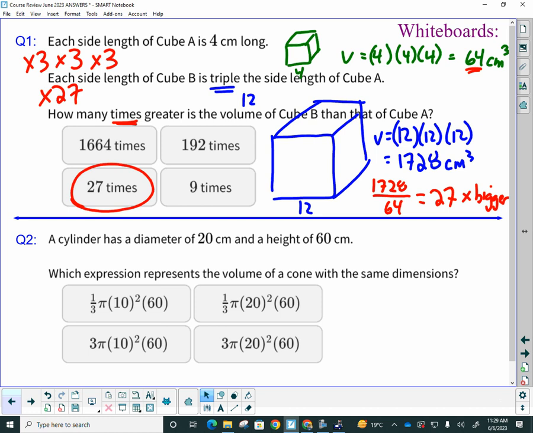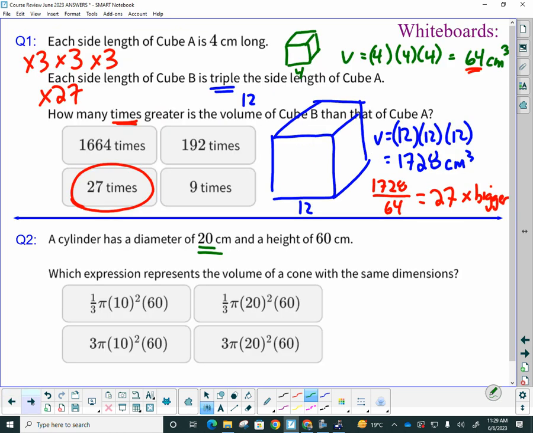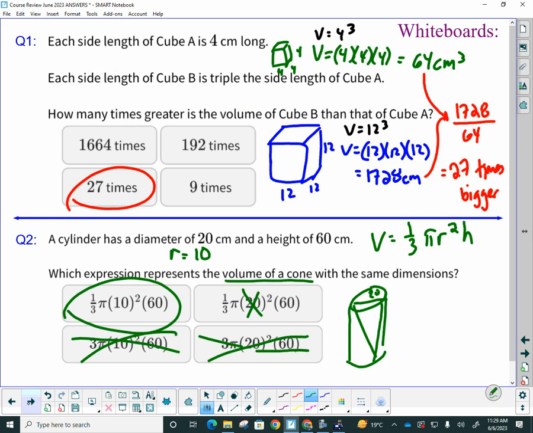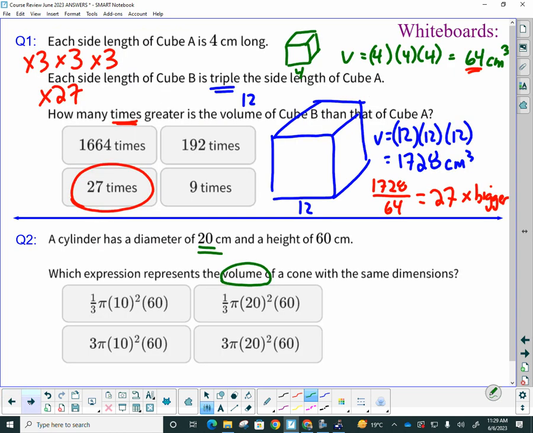Here's another EQAO type question that's pretty quick and easy to see. It says the cylinder has a diameter of 20 centimeters. Well, if we go back and remind ourselves of the formula, what is it asking for? The volume? Yeah, the volume. Well, remember the volume of the cylinder is pi r squared h.